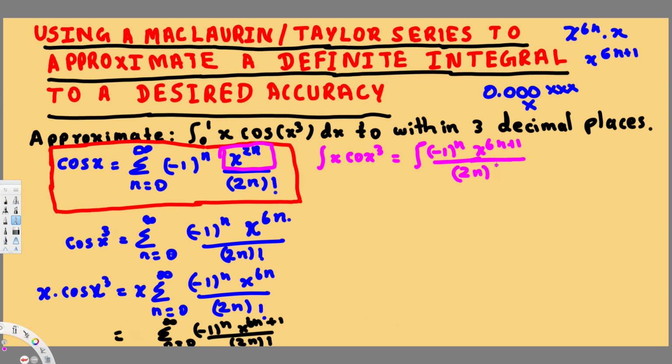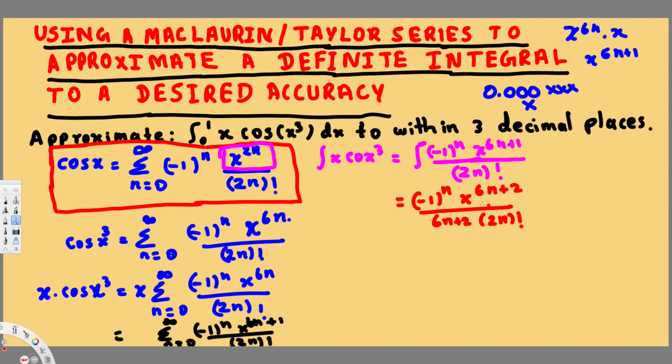Right. Now if we integrate this one, what we are going to do is add one more to this x power and divide by the same power. Now let's go ahead and write that. So this is going to be negative 1 power n, x power 6n plus 2 over 6n plus 2, 2n factorial. So this is going to be the integration of that one.